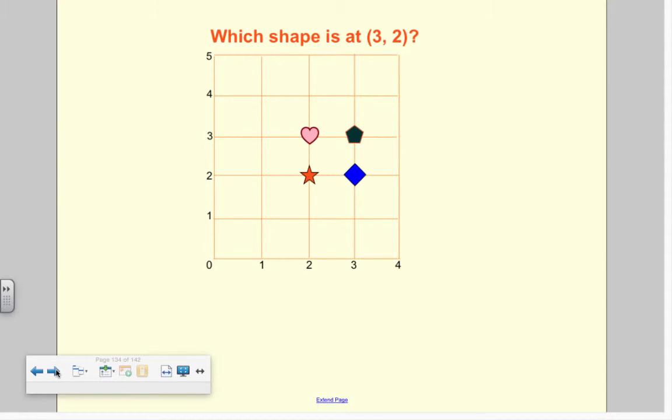Another type of chart or graph is using ordered pairs. It asks you what shape is at 3, 2. Remember, you always go over first and then up. So if I go over 3, up 2, if you said the diamond was at 3, 2, you were correct.